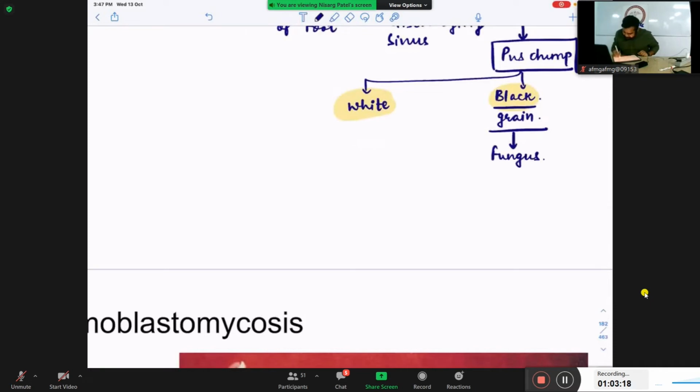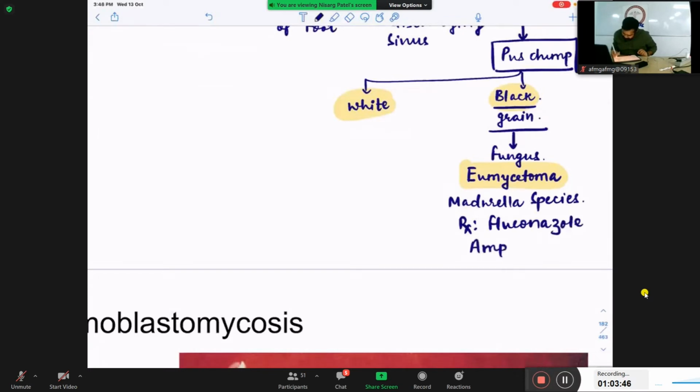This is eumycetoma. The fungus which causes this disease is a Madurella species. And the treatment is fluconazole, and the second is amphotericin B.